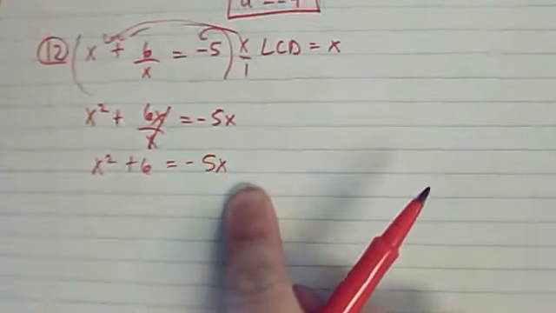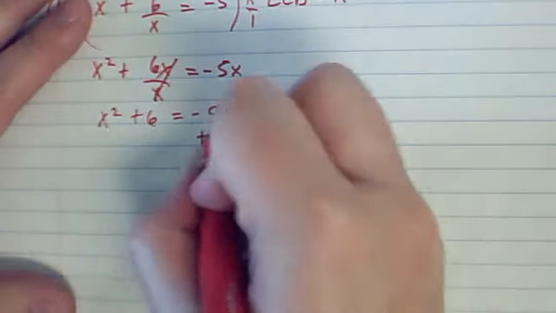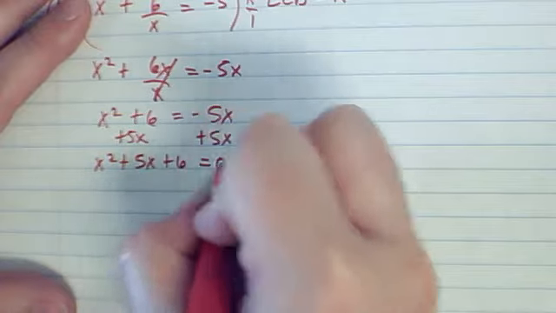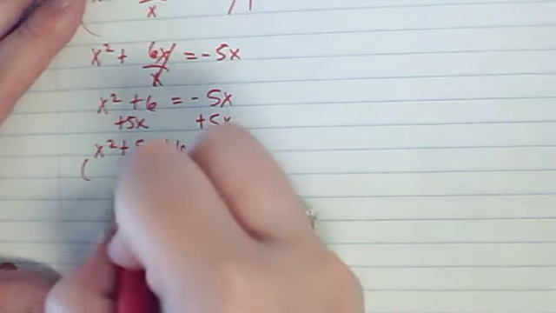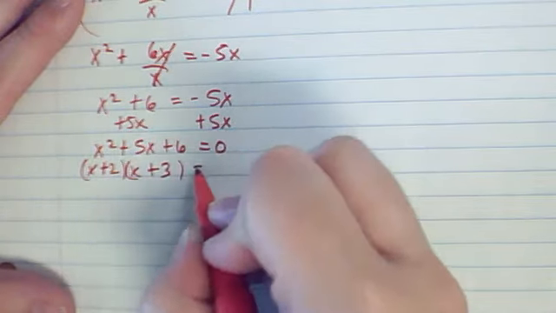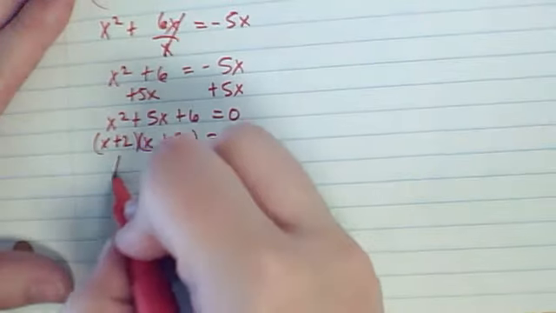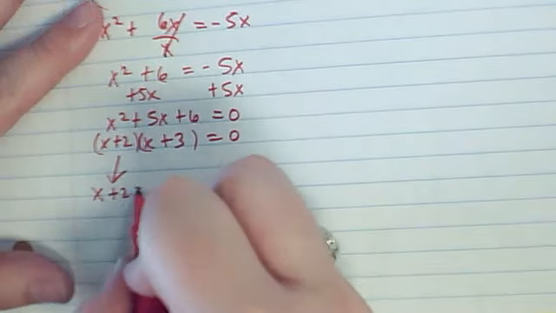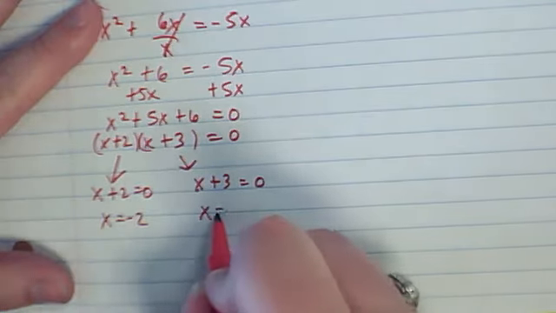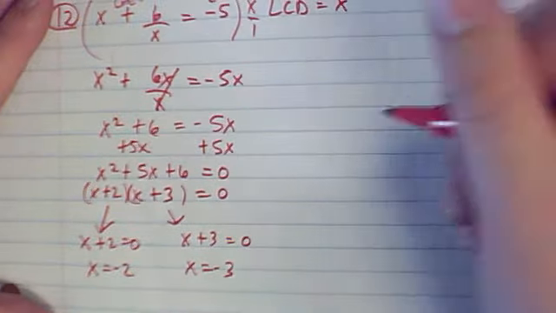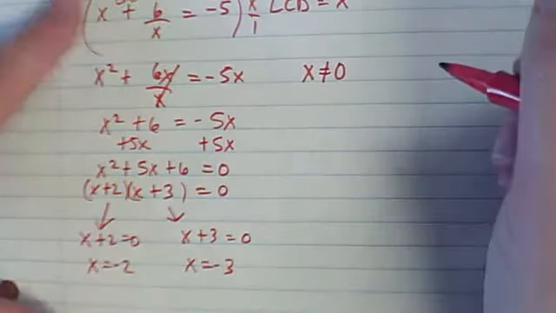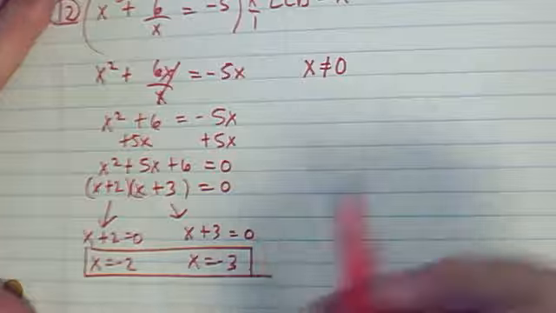Since there's just one of each term, I need to move everything together to make it equal 0. So I'm left with x squared plus 5x plus 6 equals 0. From this, you're going to factor. Multiplies to be 6, adds to be 5, so 2 and 3. Since we're solving, I need the answers, so set that equal to 0. I'm going to get x equals negative 2 and x equals negative 3. Now again, let's go back and look at our restrictions. From the beginning, the only thing that makes that 0 is 0 itself. So both of these are our answers.